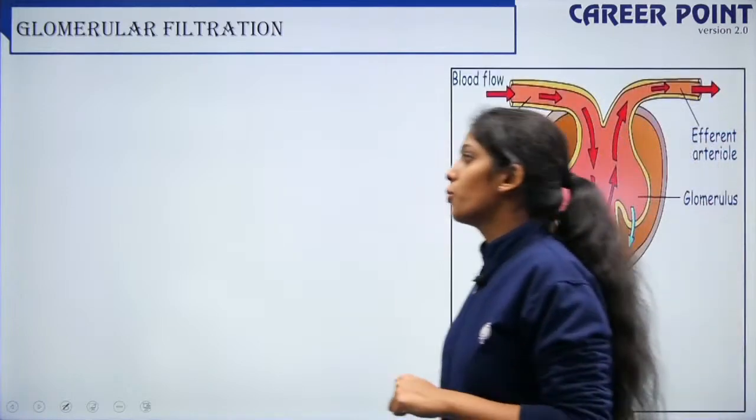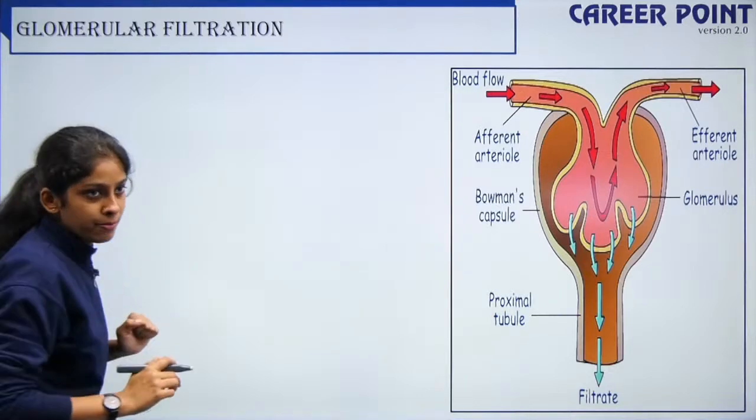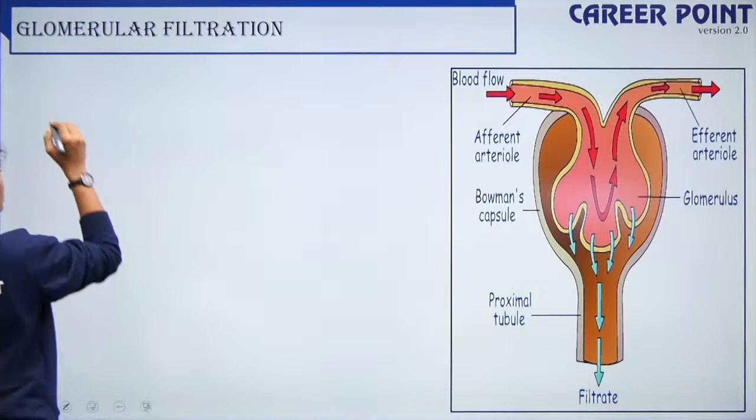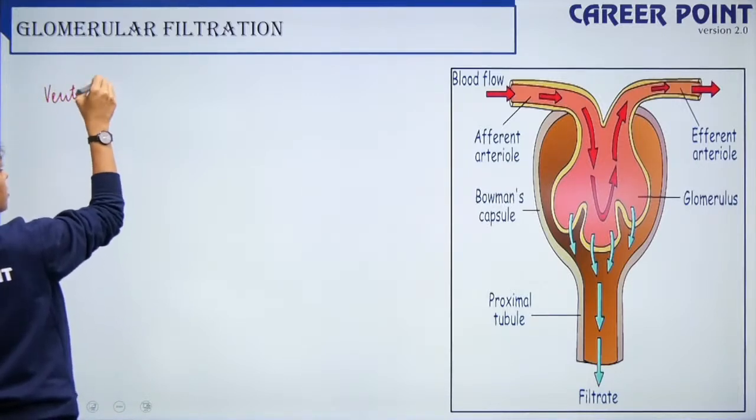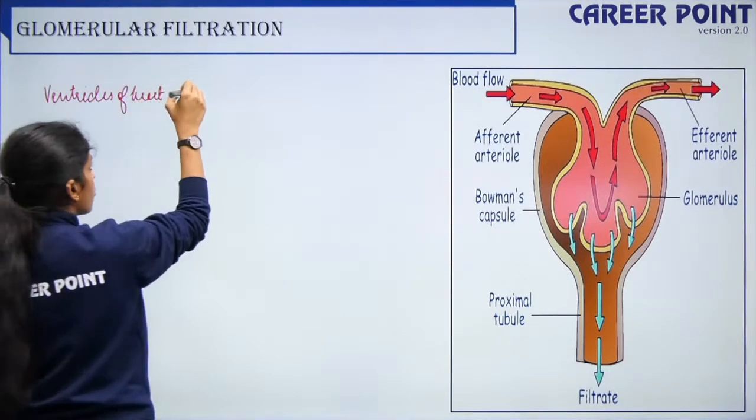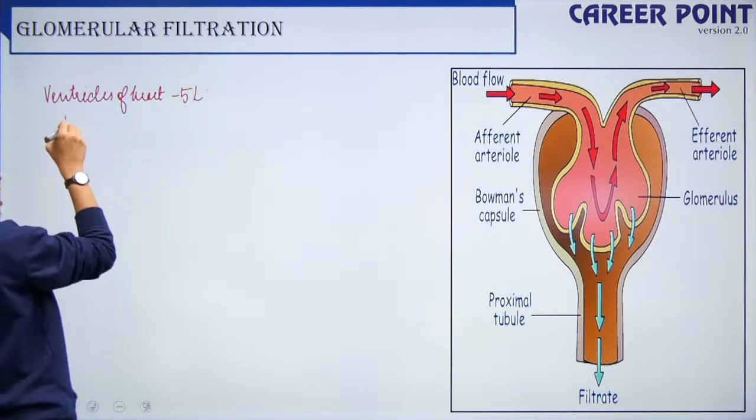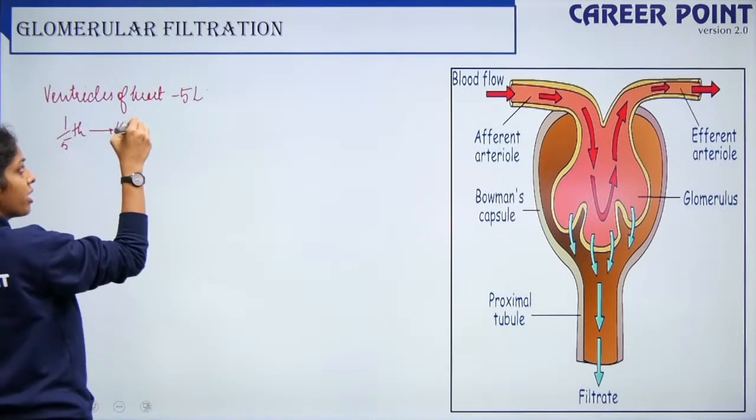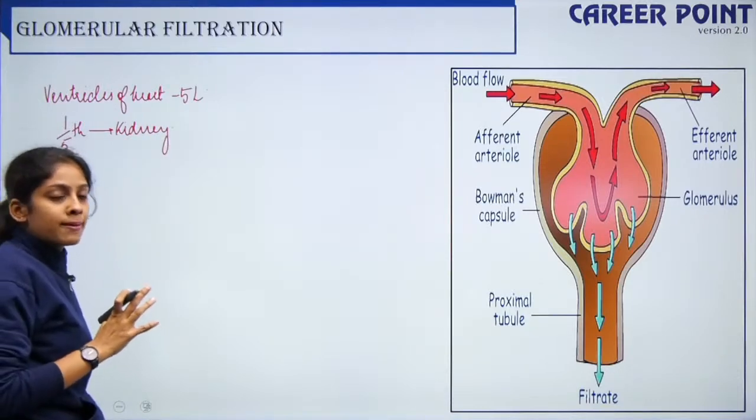So what is this glomerular filtration? The ventricles of the heart pump blood. I guess all of you now know where the ventricle is. The ventricles of the heart pump around 5 liters of blood. That is the cardiac output, right? One fifth of the blood that is pumped by the ventricle moves inside your kidney. Now the kidney has to filter the blood.